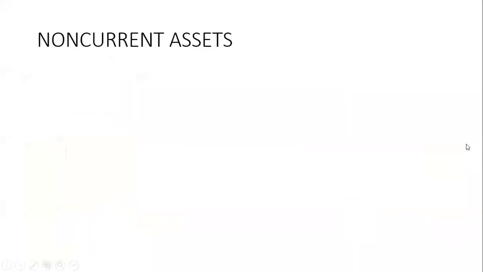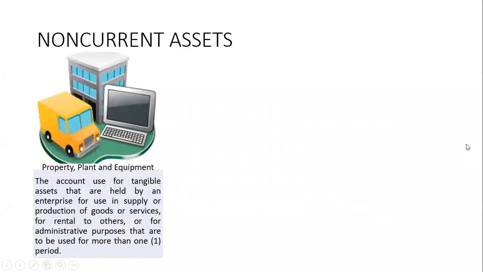Next one, non-current assets. So, non-current assets naman, by definition, di ba yung kanina, pag sinabi natin current assets, within 1 year or 1 year. Pag sinabi nating non-current assets, these are assets realizable or used or consumed for more than 1 year.